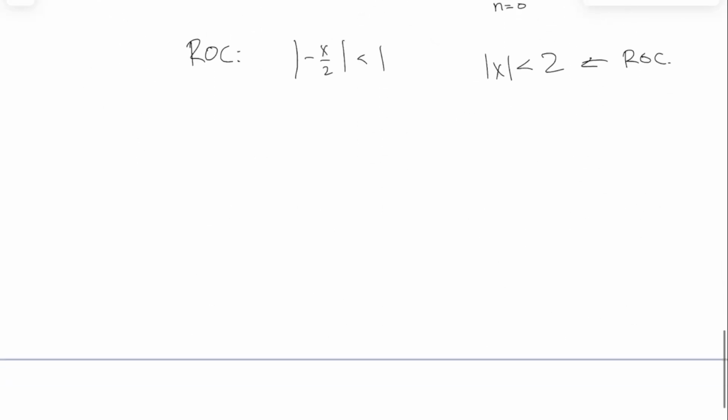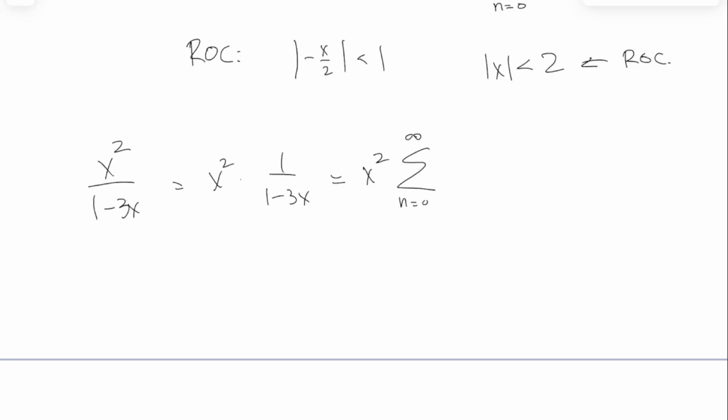All right, the second one there was x squared over 1 minus 3x. This one is a little more straightforward. You just take the x squared out for now, and then do the series for 1 over 1 minus 3x. It should be the series of 3x to the n, right? And then putting the x squared back in, I would write this as 3 to the n times x to the n plus 2.